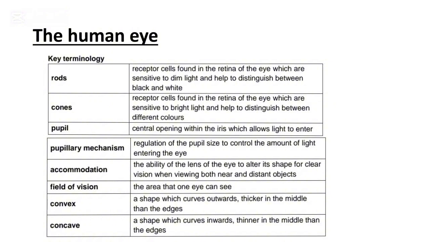Pupil. This is the central opening within the iris which allows light to enter. Pupillary mechanism. This is regulation of the pupil size to control the amount of light entering the eye. Accommodation. This is the ability of the lens to change shape during near or far vision. Convex. This is a shape which curves outwards, thicker in the middle than the edges. Concave. This is a shape which curves inwards, thinner in the middle than the edges.